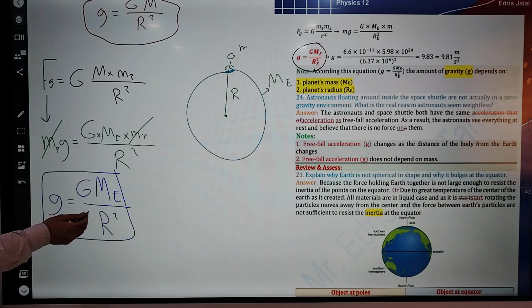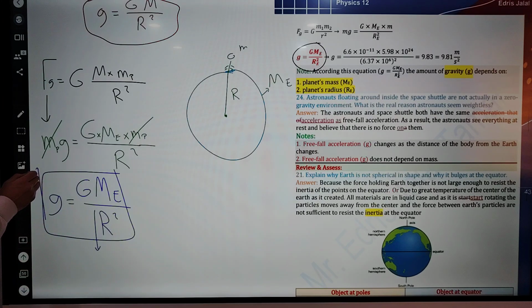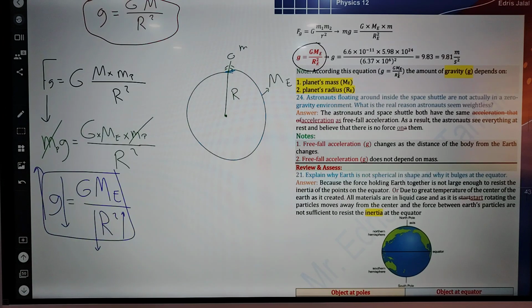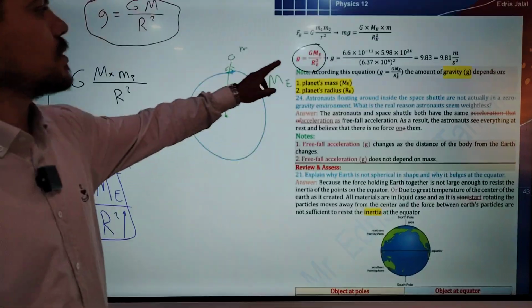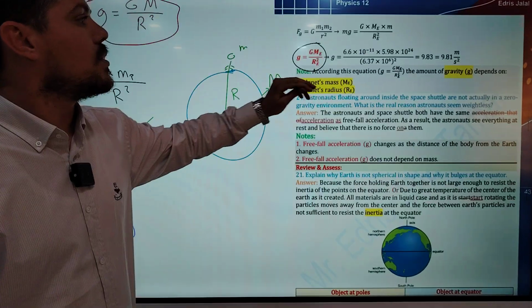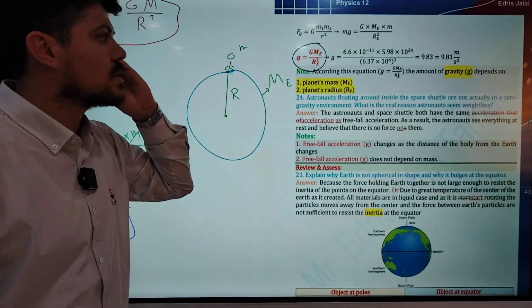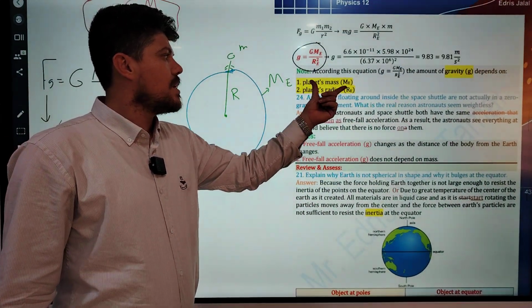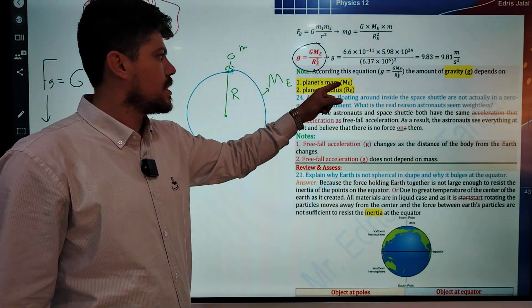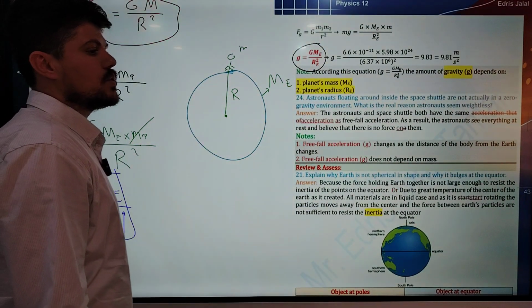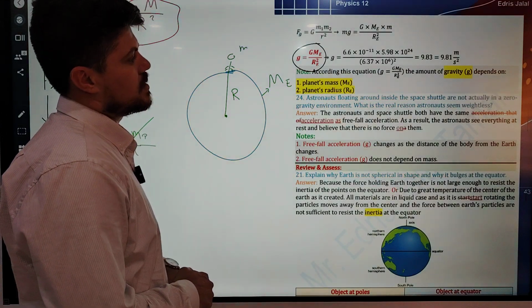So what is the relation between R and g? It is inversely proportional. When R decreases, gravity increases, but when R increases, gravity decreases. So according to this equation, free fall acceleration equals G times the mass of Earth divided by the radius of Earth squared. The amount of gravity depends on what? It depends on the planet's mass, the planet here being Earth, and the planet's radius. So this equation can be used for all the planets.